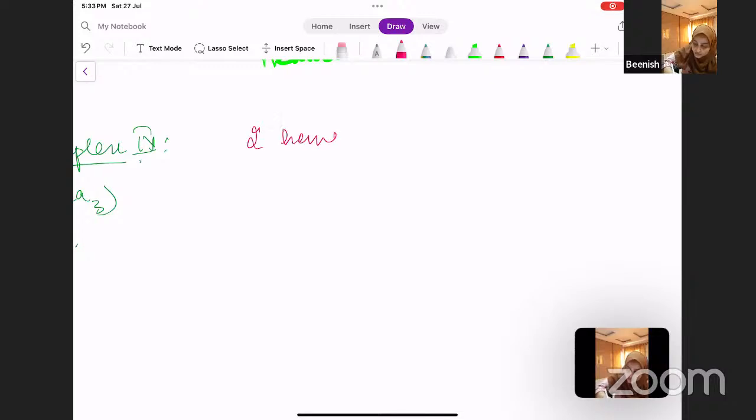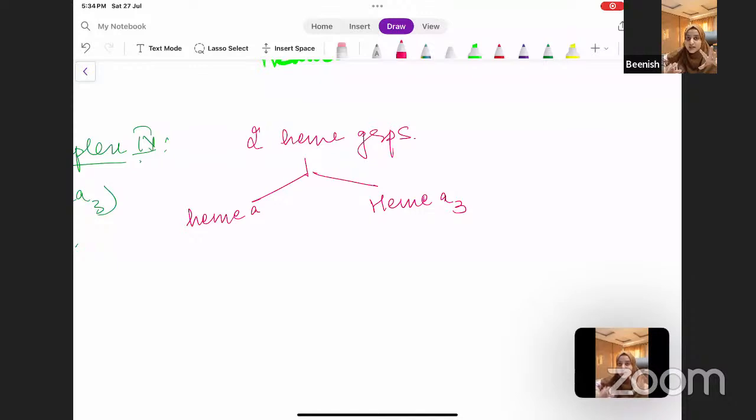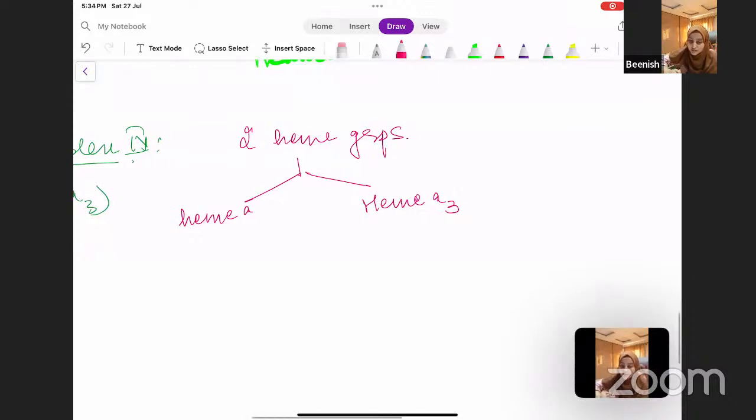The 2 heme groups just mentioned, heme A and heme A3. What are these? They are the 2 heme groups. Heme A is also known as cytochrome A and heme A3 is also known as cytochrome A3. Both heme A and heme A3 have distinct properties.